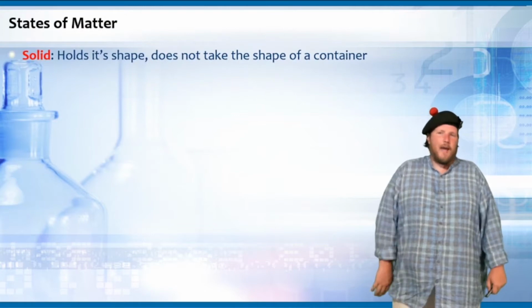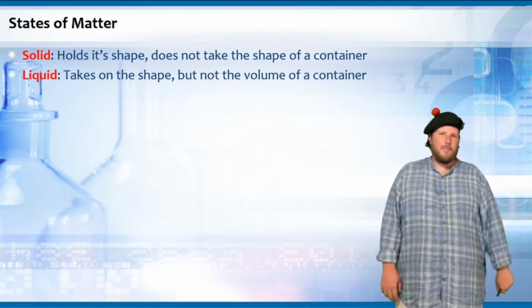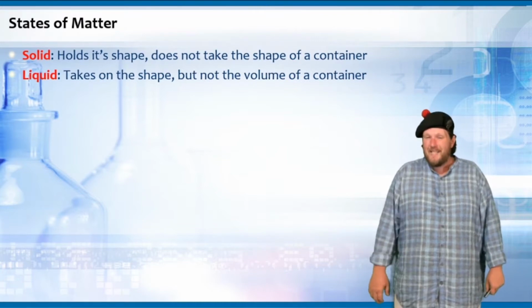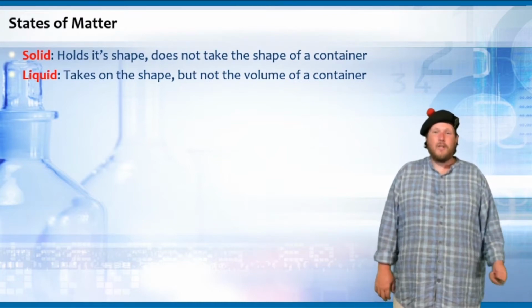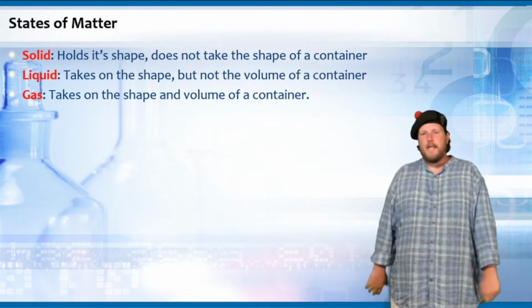So states of matter. The three main states of matter are the solid, which holds its shape and doesn't take the shape of the container, the liquid, which takes the shape of the container but not the volume of that container, and a gas, which takes on the shape and volume of a container.